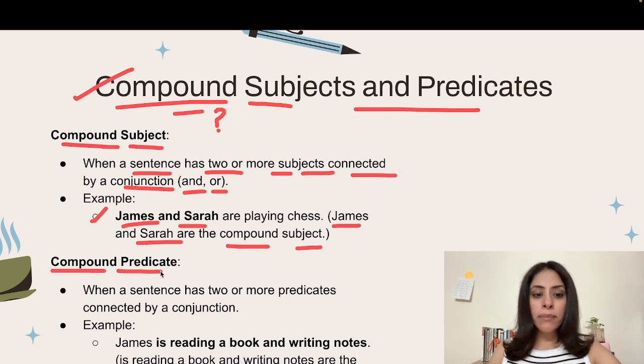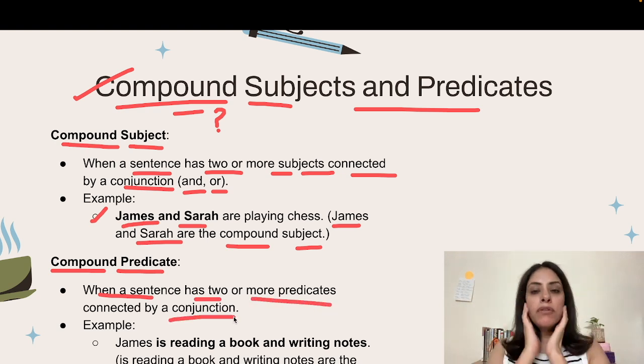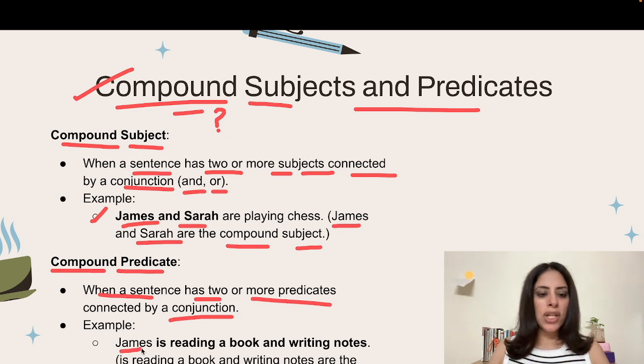But there can also be a compound predicate, when a sentence has two or more predicates connected by a conjunction. The previous one which we saw was James is going to school. In that one, there was only one type of information, that he is going to school. There is no other information connected by a conjunction. But if there is a compound predicate, it will be connected with a conjunction because this time you have two types of information. So let's see an example: James is reading a book and writing notes.